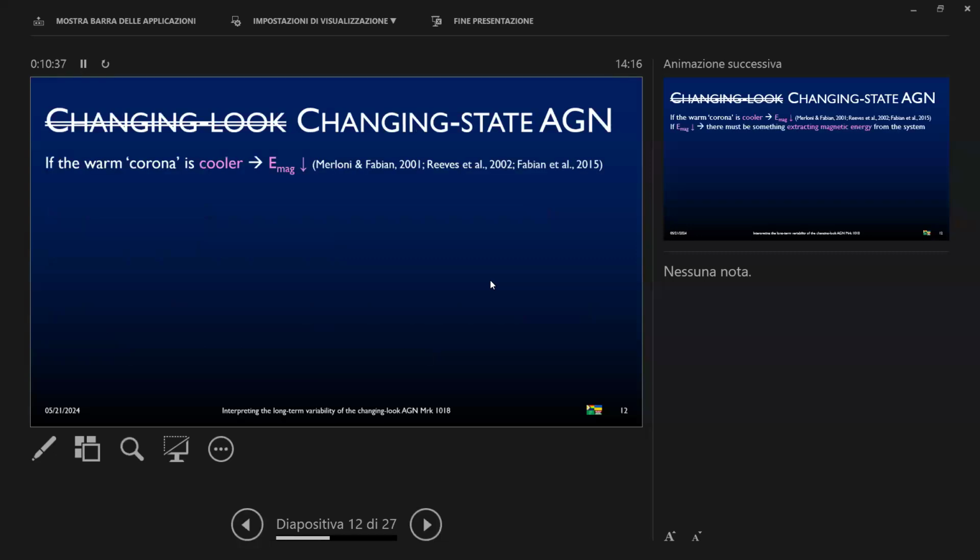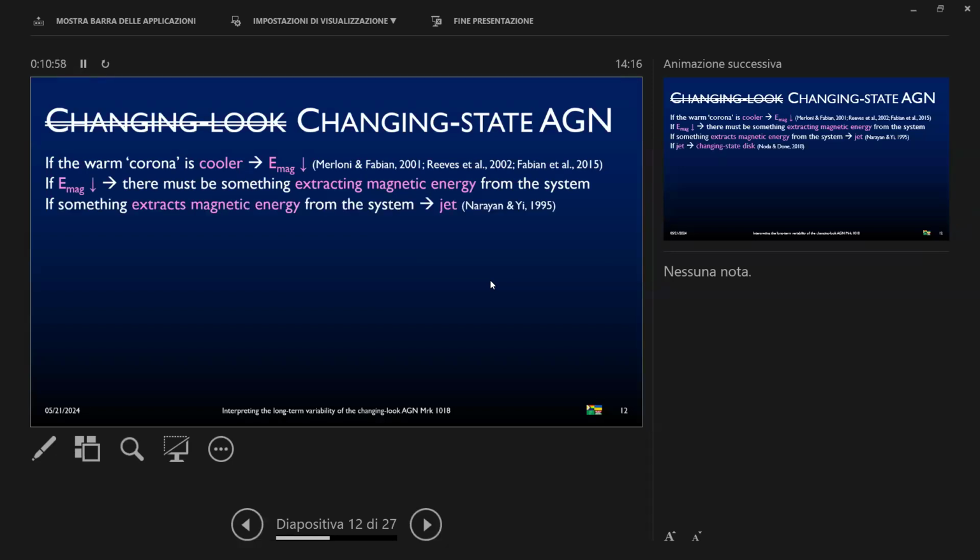So we showed from the X-ray spectra that the warm corona becomes cooler. And this is because the magnetic energy is lower, because the temperature of the warm corona is directly proportional to the magnetic energy in the system. But if suddenly the magnetic energy is lower, it means that there is a physical process ongoing here that is extracting magnetic energy from the system. And we know from AGN theory that to extract magnetic energy, we need the formation of a jet. But if we have a jet which is formed, it means that the accretion disk in Mrk alternating has changed its state, because remember, Mrk alternating is a radio quiet AGN.